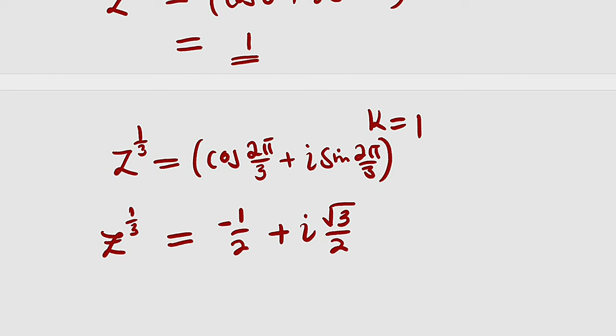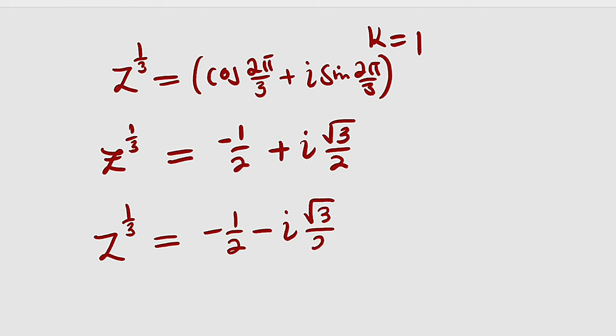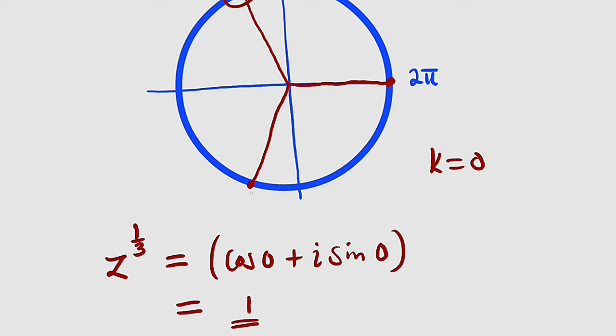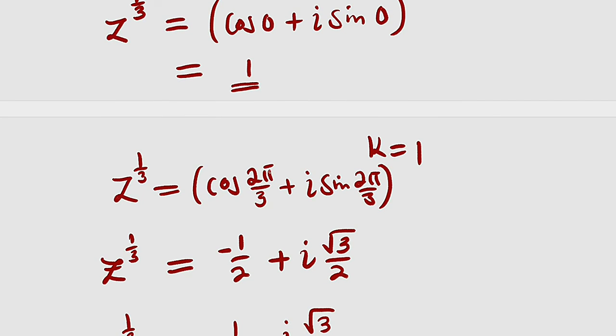Whenever we have a complex solution, its conjugate will also be a solution. Therefore, the third one will be equal to negative 1 divided by 2 minus i root 3 divided by 2. This is just the conjugate of the previous one; they are conjugates of each other. But let us find it on our circle. If we set k equal to 2, we reach this terminal point. By multiplying by 2, we have 4 pi divided by 3.